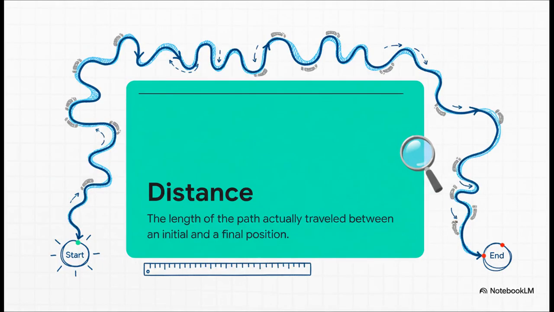Next, we've got distance. Now this is probably what you were thinking of when I first asked the question. Distance is all about the total path you've covered, every single step you took. It's like the odometer in your car. It just keeps adding up no matter which direction you're going.